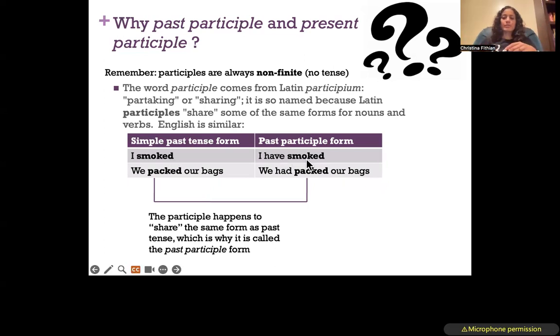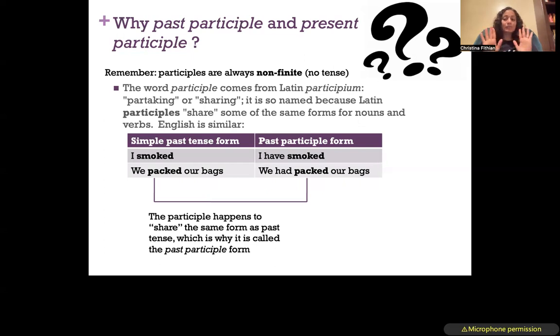So what we're saying here is the participle mimics the past tense form. It uses the same form. In other words, it shares the same form. Okay? That's why it's called a past participle. All we're doing is saying that, hey, this word over here, it shares the same form as past tense. It's not past tense, but it shares the same form. Okay? So that's why it's called a past participle, because in many instances, it matches the past tense.